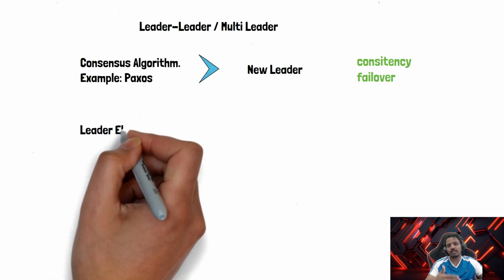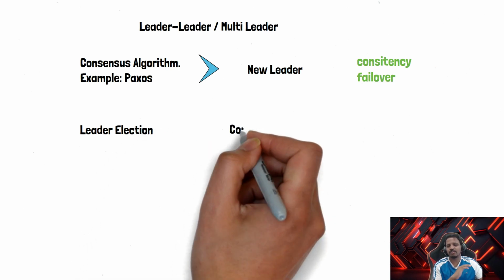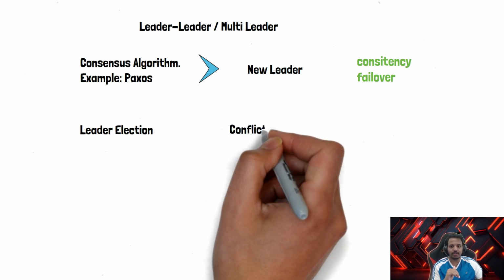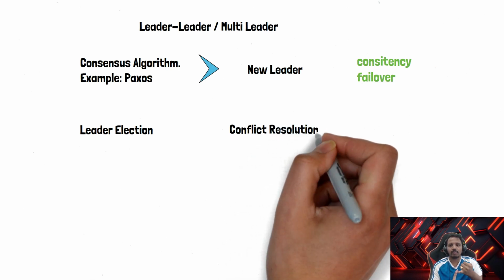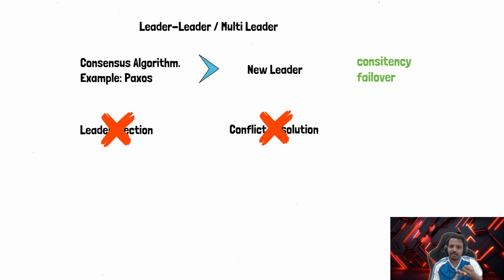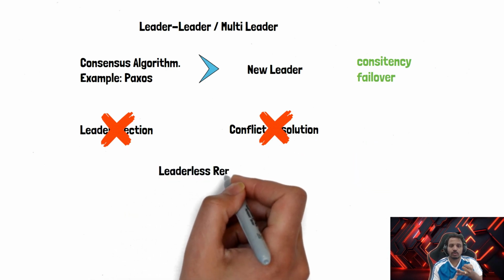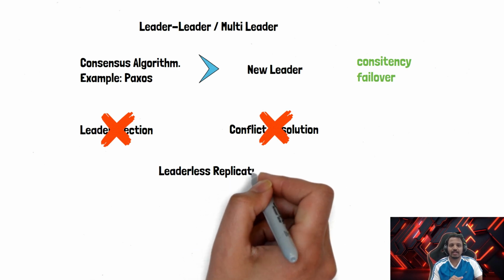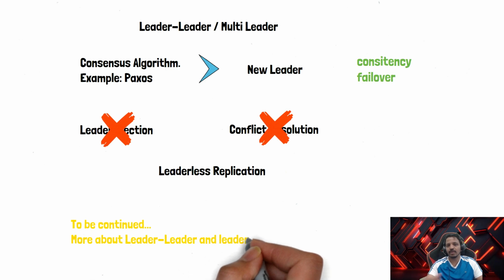Now second thing is leaderless replication. By the name itself, we can say there is no leader in leaderless replication. The reason being, if the election is a problem, and if the conflict resolution is a problem, then why have it in the first place? So the solution is leaderless replication. We are going to see what these two things are in the coming demonstration.